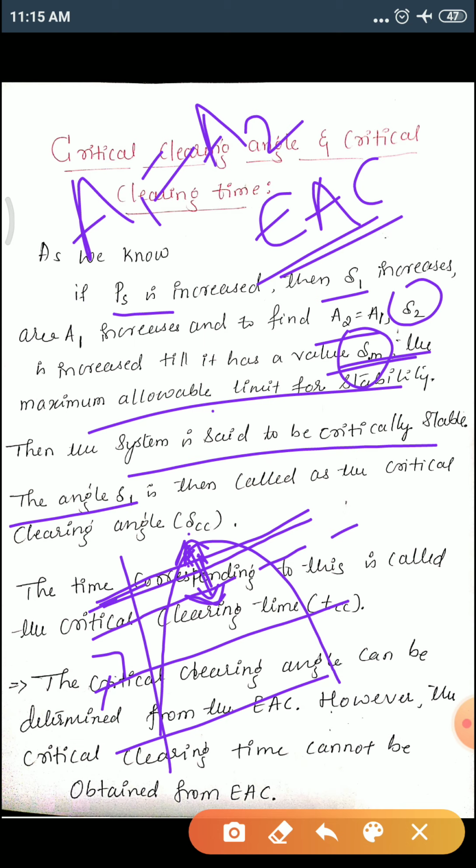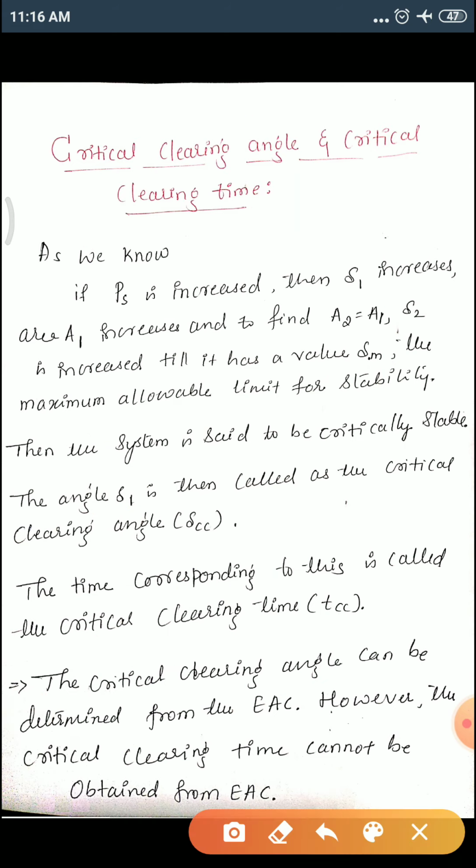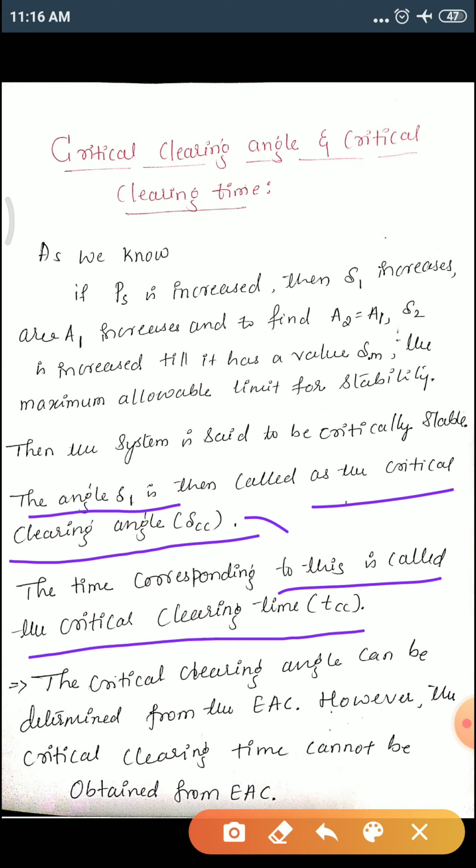At the end position, if you place PS, then that is called a critically stable system. During this, the angle delta 1 at this condition is called the critical clearing angle, and the corresponding time is called the critical clearing time. Here the critical clearing angle is indicated as delta cc. This can be determined by the equal area criteria.